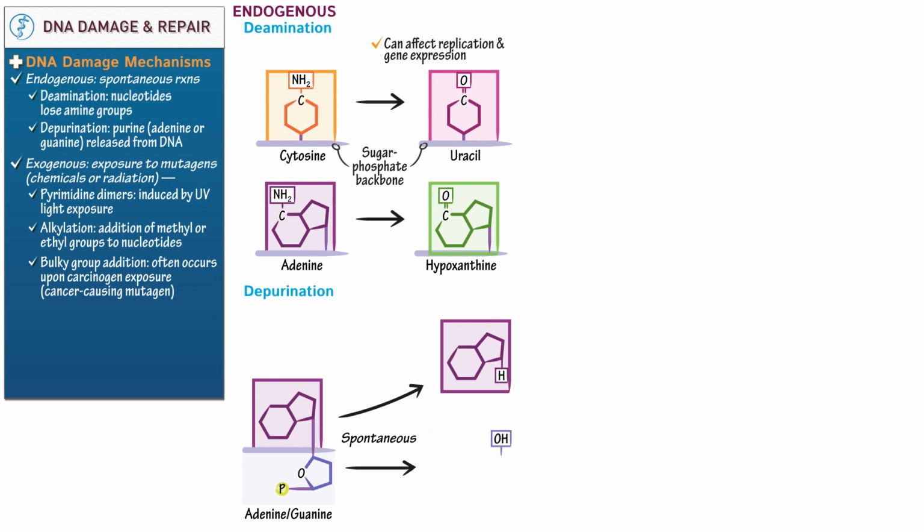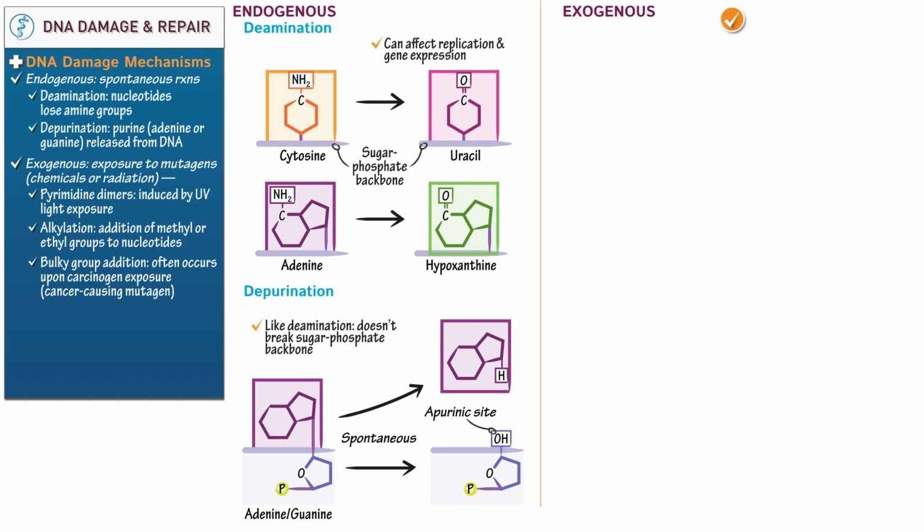Redraw the deoxyribose without a purine bound. Label it an apurinic site. Like deamination, depurination does not break the sugar phosphate backbone. Finally, let's learn exogenous damage, pyrimidine dimers, alkylation, and bulky group addition. We'll start with the pyrimidine dimers.